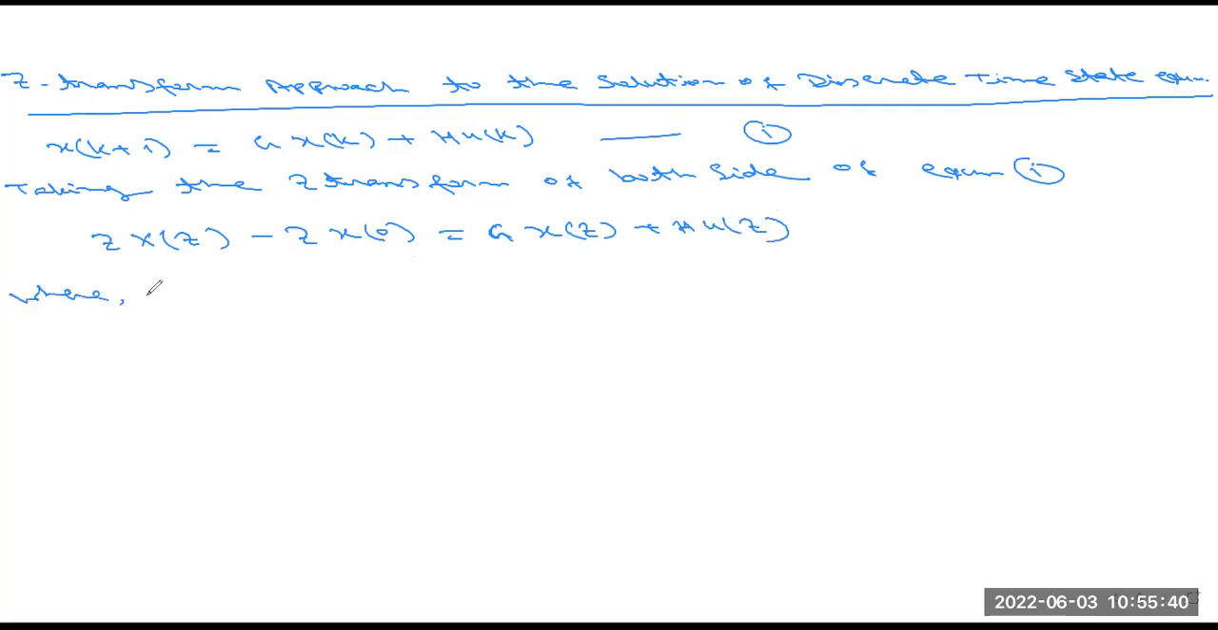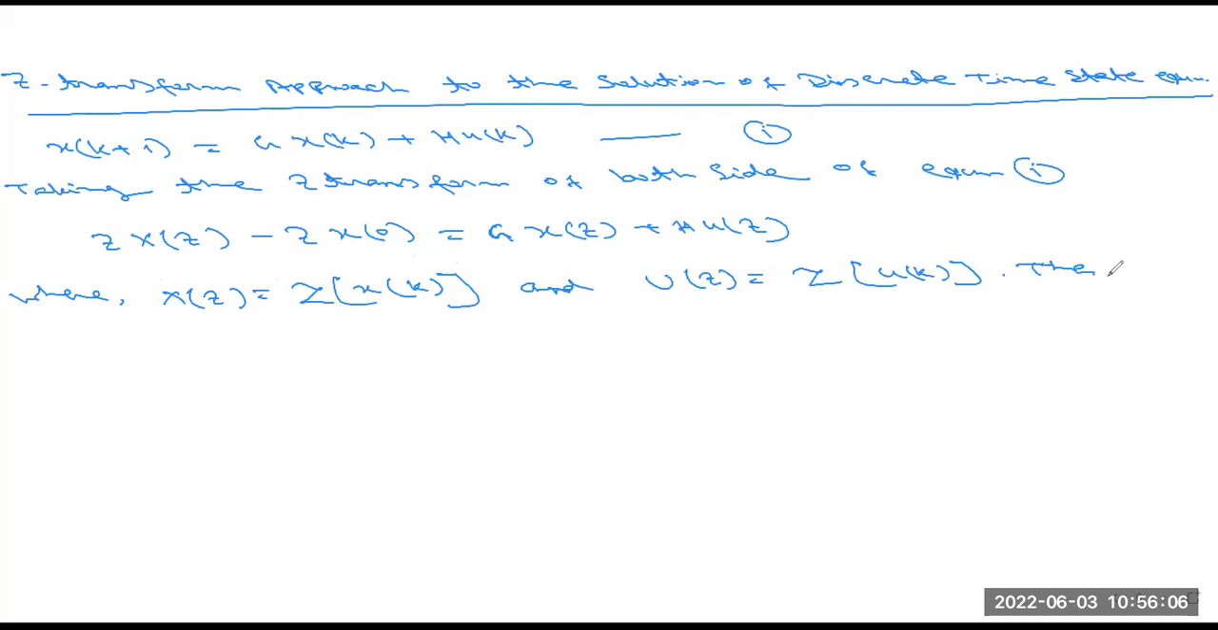Where you know that X(z) is equal to the Z transform of x(k), and U(z) is equal to the Z transform of u(k). Then we have to express the equation as (zI minus G) X(z) is equal to z x(0) plus H U(z).